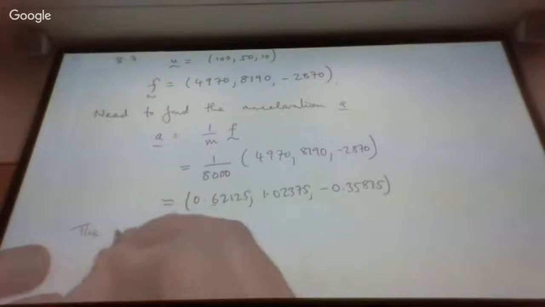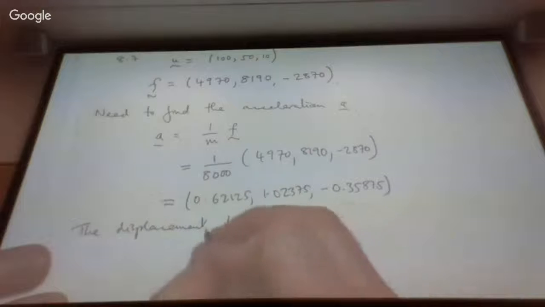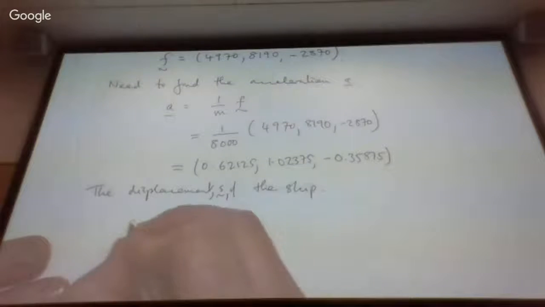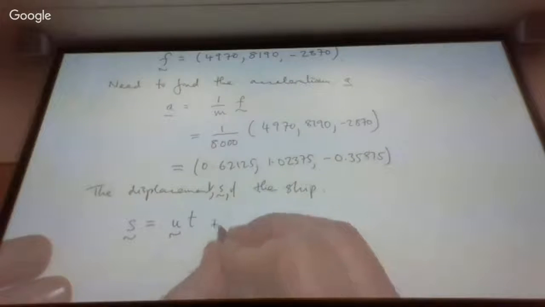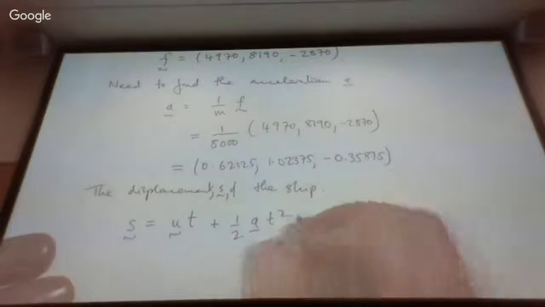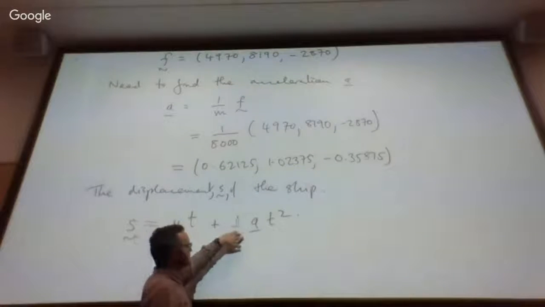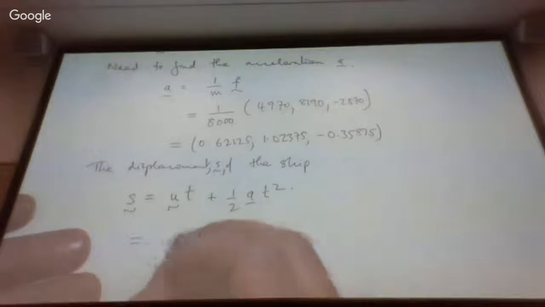So the displacement of the ship, vector s, will be given by one of our equations: the initial velocity times t plus a half of a t squared. Remember we had a few different equations for s. This is the one using the initial velocity plus half the acceleration times t squared. We have vectors u and a, and t, so we can easily calculate vector s.